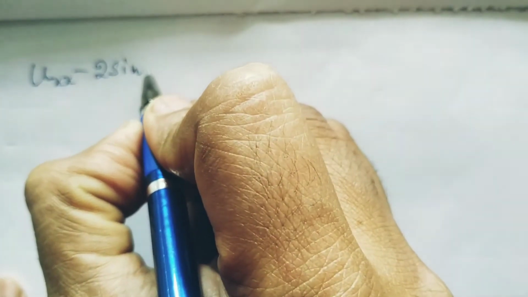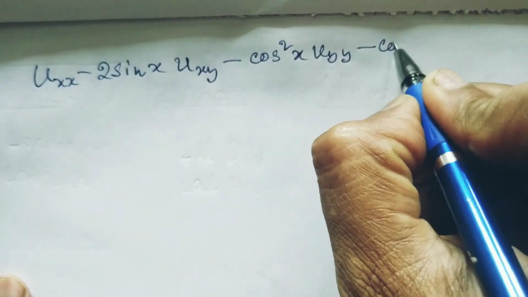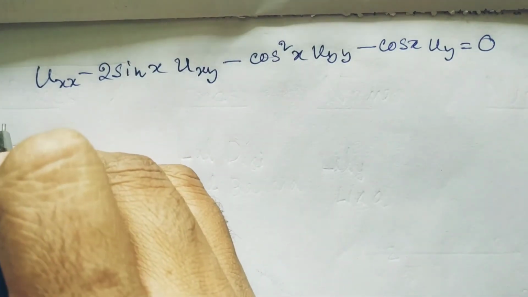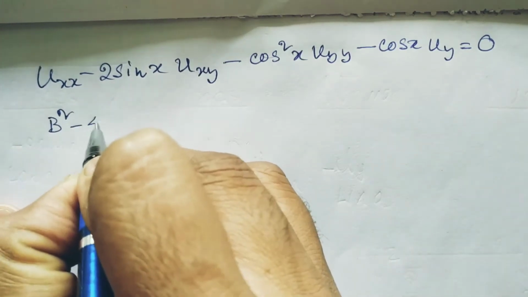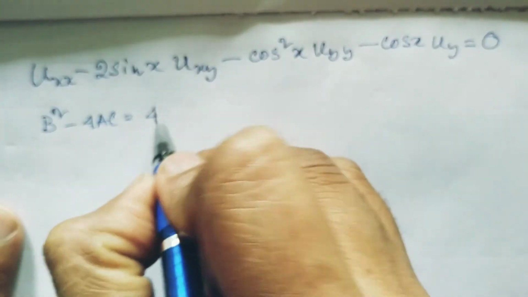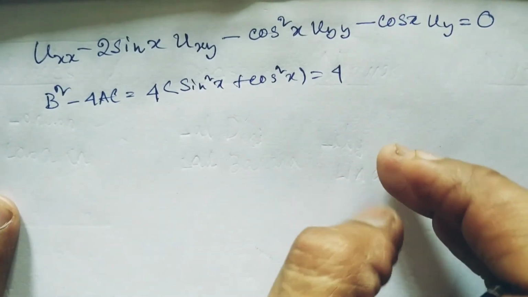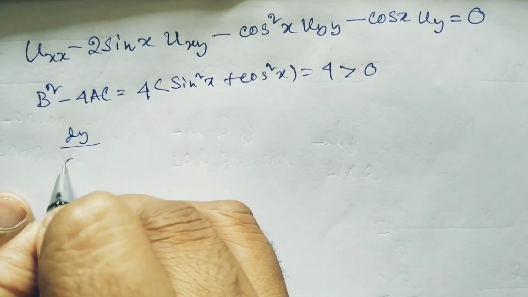Next problem, again for a differential equation we will find the canonical forms. So again for this we calculate b square minus 4ac, and that is equal to 4. So it's always greater than 0, so the PDE is hyperbolic everywhere, and so we find the characteristics.